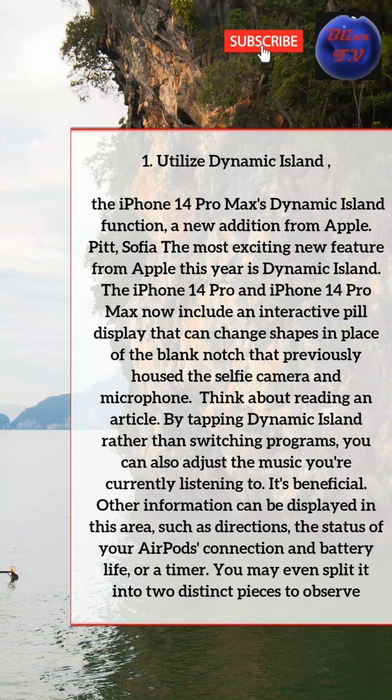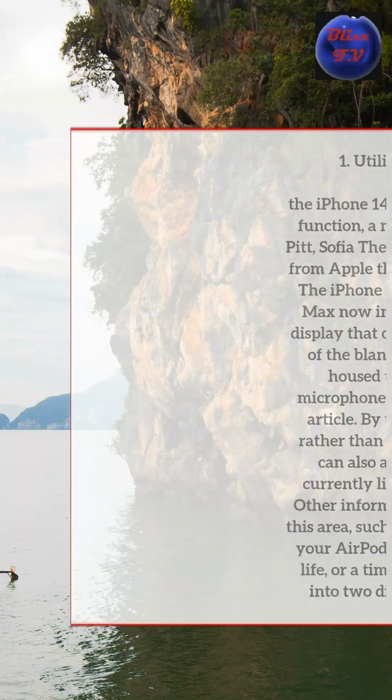Think about reading an article. By tapping Dynamic Island rather than switching programs, you can also adjust the music you're currently listening to. It's beneficial. Other information can be displayed in this area, such as directions, the status of your AirPods connection and battery life, or a timer. You may even split it into two distinct pieces to observe.